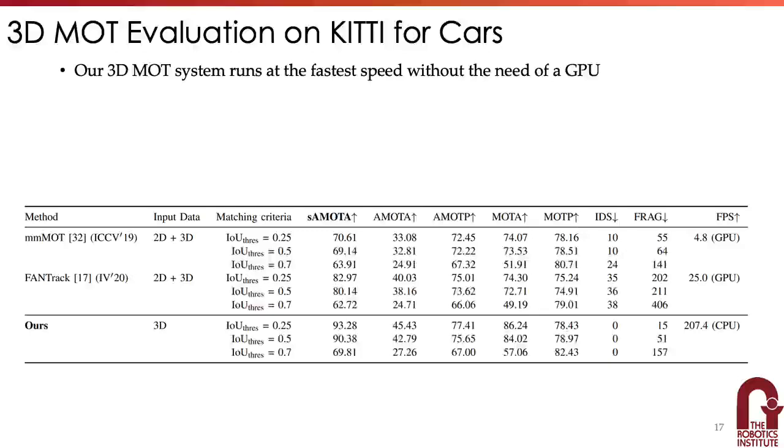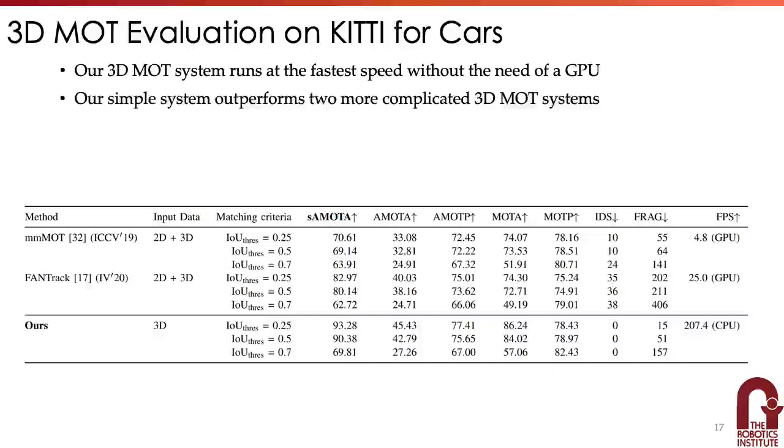Moreover, we evaluate all systems with stricter matching criteria, such as 3D IoU equal to 0.5 or 0.7. Although the performance goes down for all methods, our system still outperforms the baselines. This shows that the strong performance of our system is robust to different matching criteria.